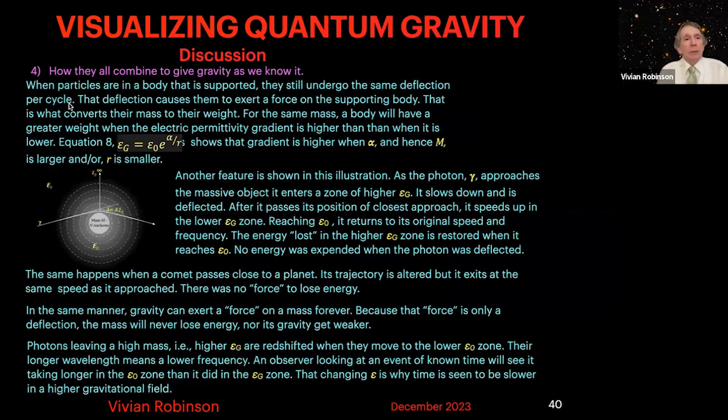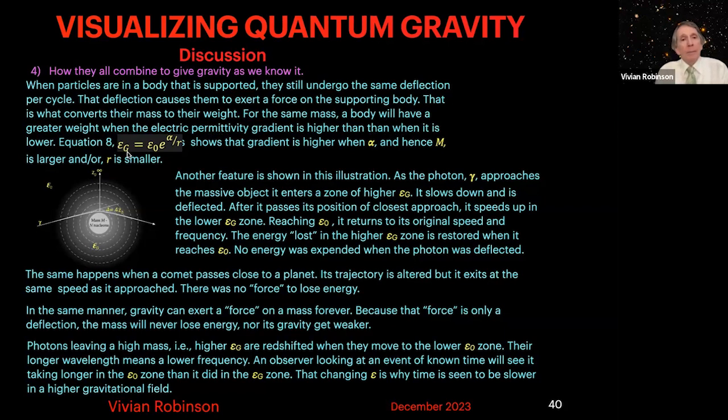That was the situation in which particles were unsupported. They accelerate at the rate due to gravity. But when particles are in a body that is supported, they still undergo the same deflection per cycle. That deflection causes them to exert a force on a supporting body. That is what converts their mass to weight. For the same mass, a body will have a greater weight when its electric permittivity gradient is higher than when it is lower.